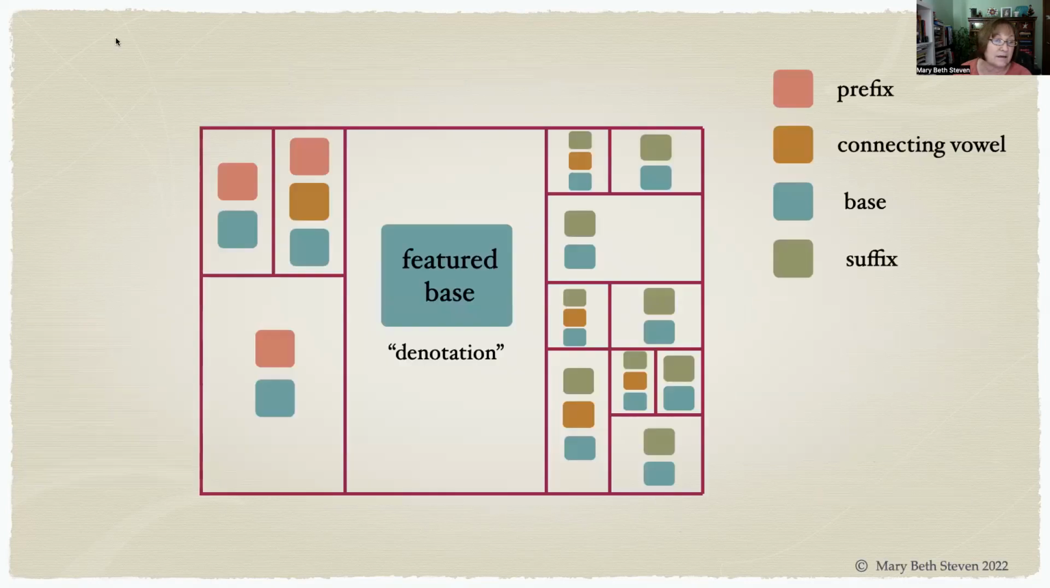So I've got a skeleton of one, and I've put some color-coded cubes in there so we could just talk about where we can expect to find things in a matrix. This big blue box in the middle is where we would expect to see our featured base. What is this matrix about, right? What base are we building things on? And below it is the denotation.